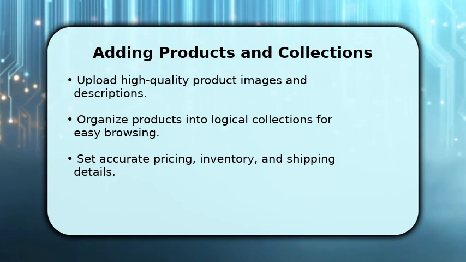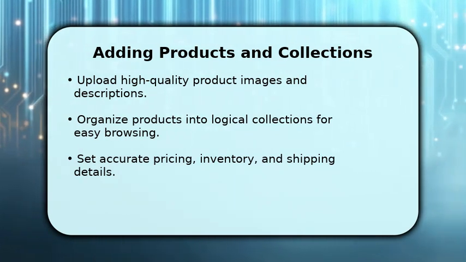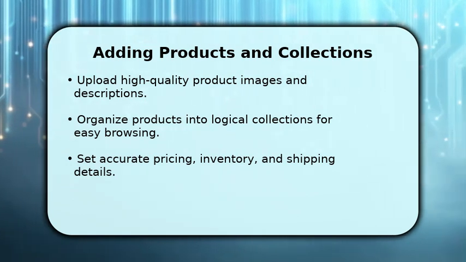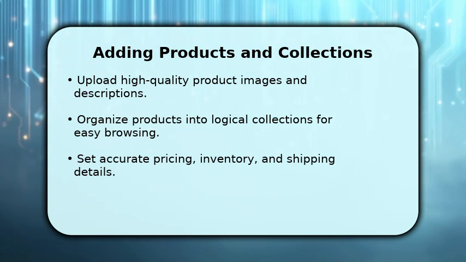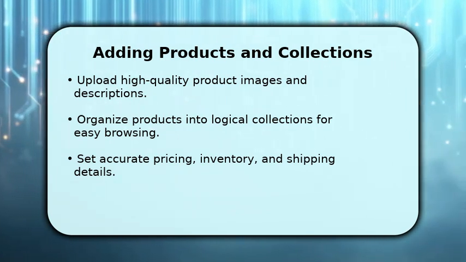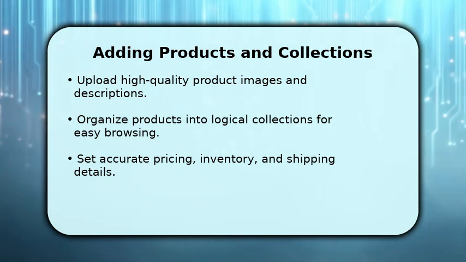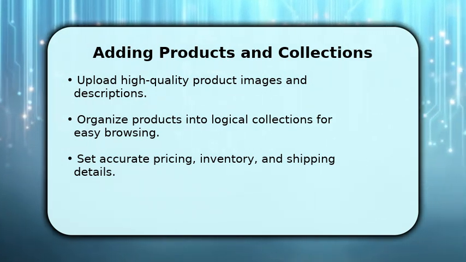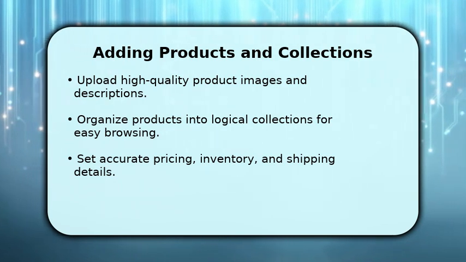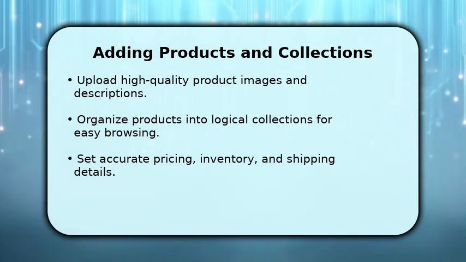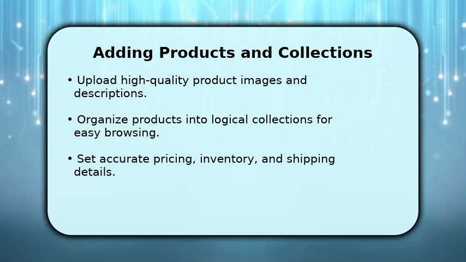Begin by uploading compelling, high-resolution images and writing clear, descriptive product details that highlight key features. Group similar items into intuitive collections, making it simple for customers to find what they need. Carefully set your product pricing, manage inventory levels, and define shipping parameters. Remember to create product variants, such as different sizes or colors, to offer a comprehensive selection to your shoppers.